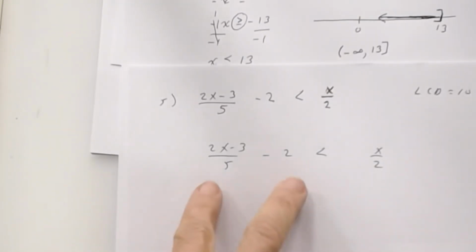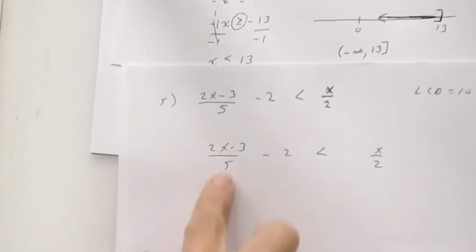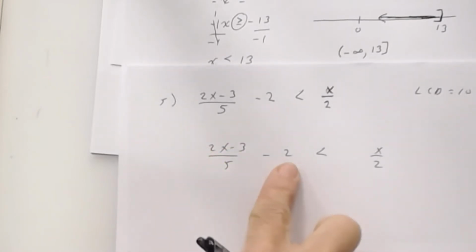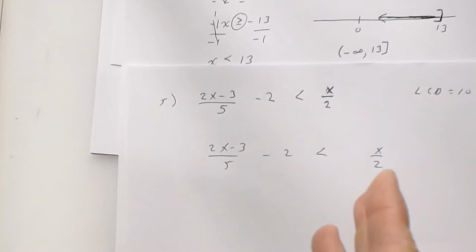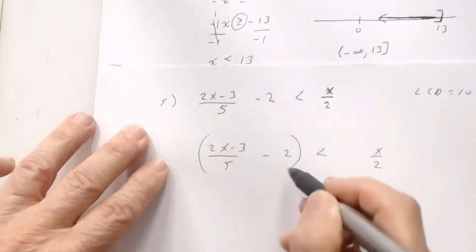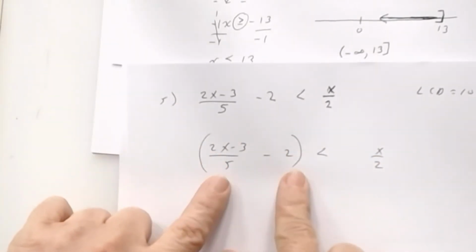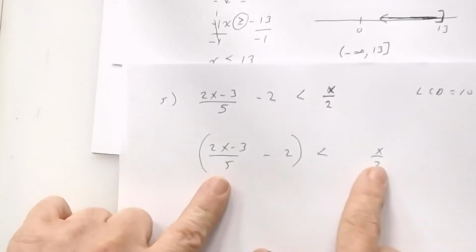If you notice on the left side, there are two fractions. You have this fraction here and then negative 2 divided by 1, right? So you can put that in parentheses, because both of those fractions have to be multiplied by 10. On the right side, I don't need to put parentheses there because it's just one fraction.